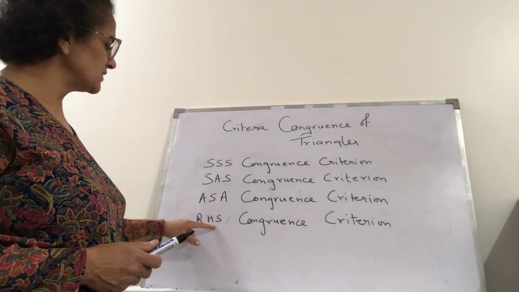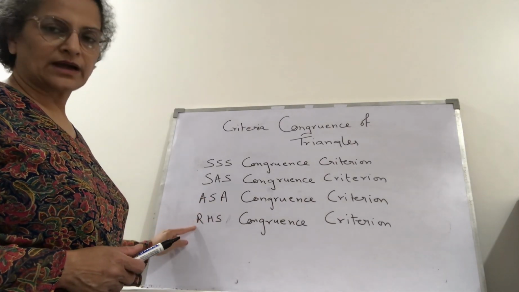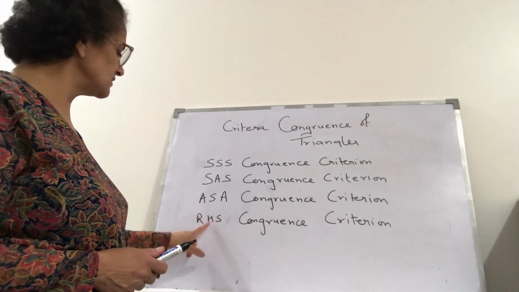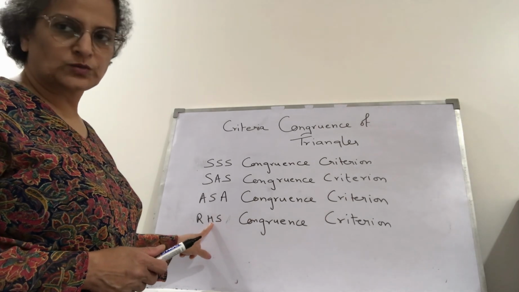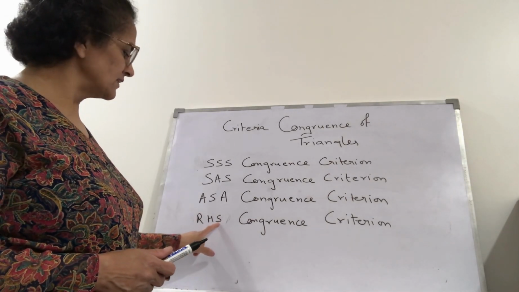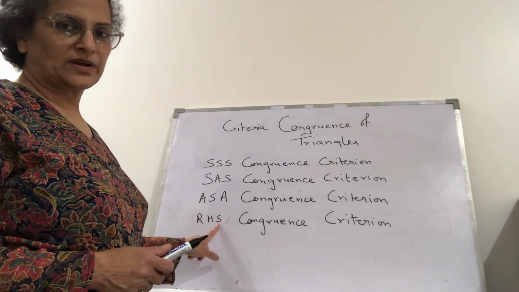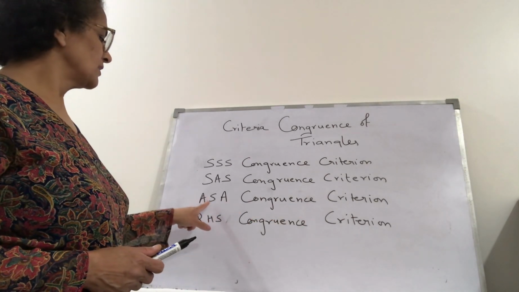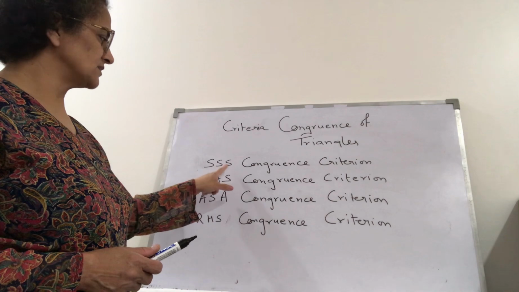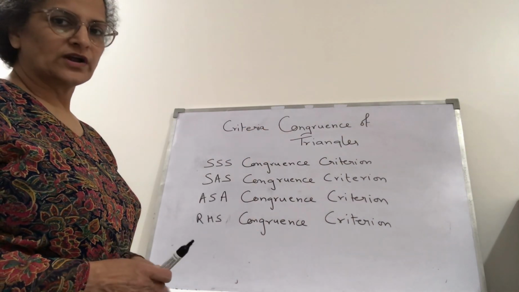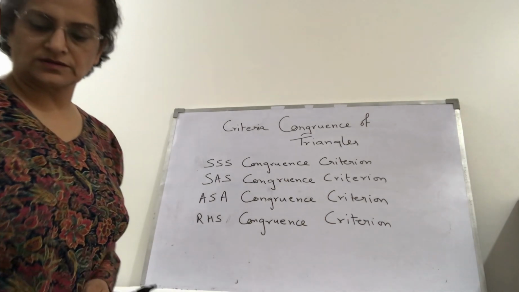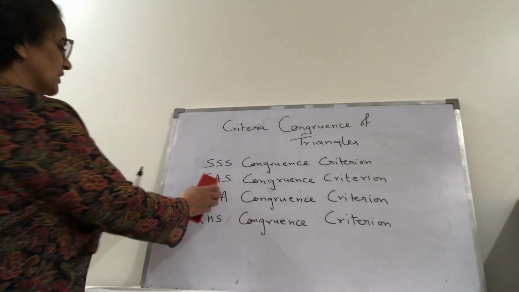And the last one is RHS: right angle, that is a 90-degree angle, should be there in both the triangles. The hypotenuse should be of the same length and one side should be of the same length. So you can use the RHS, ASA, SAS, SSS congruence criteria to prove the congruence of triangles. So let's start with the SSS congruence criterion.